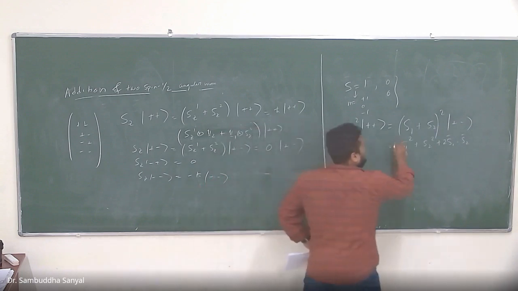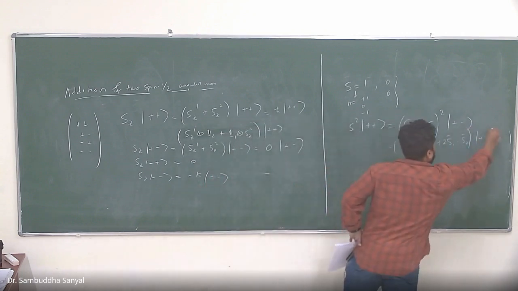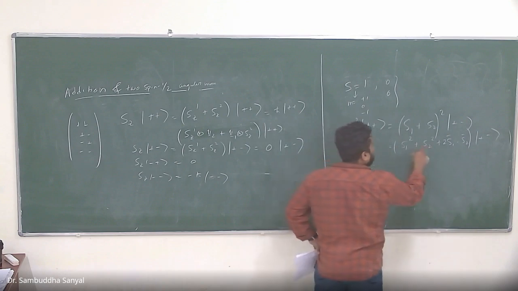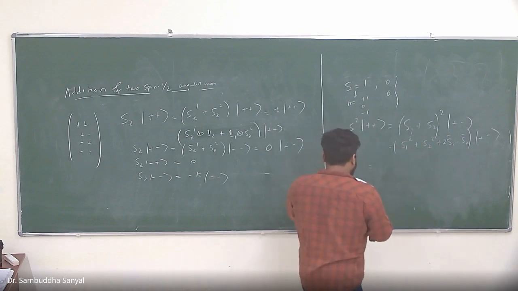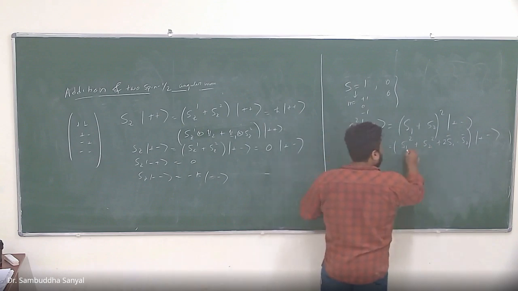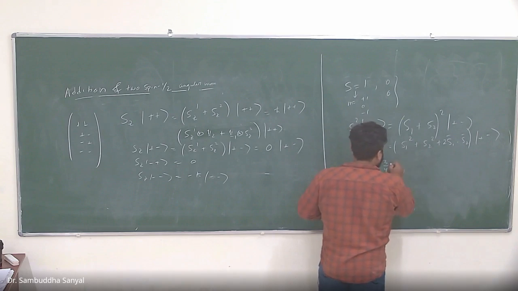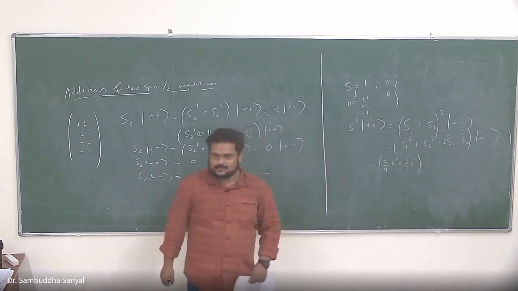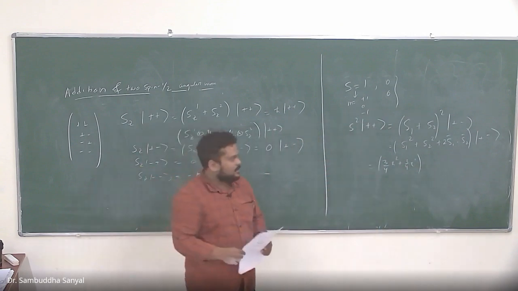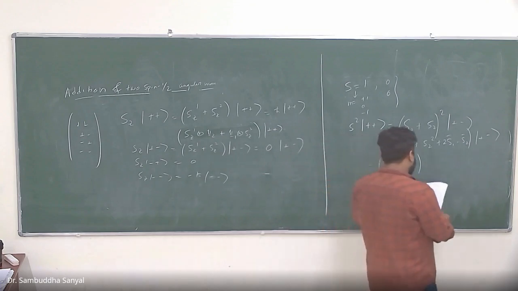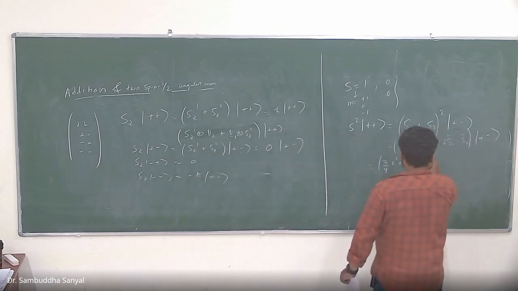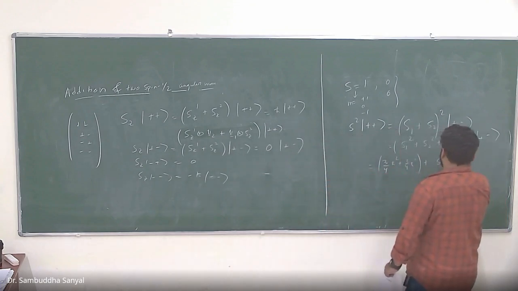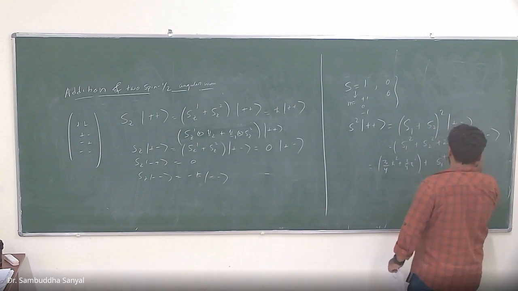So now I can determine the action. Now this is tricky. S1 square is simple. These two will simply give you 3/4 h bar square plus 3/4 h bar square. Right? These first two. What about the second one? The second one, you can write as S1 plus S2 minus.